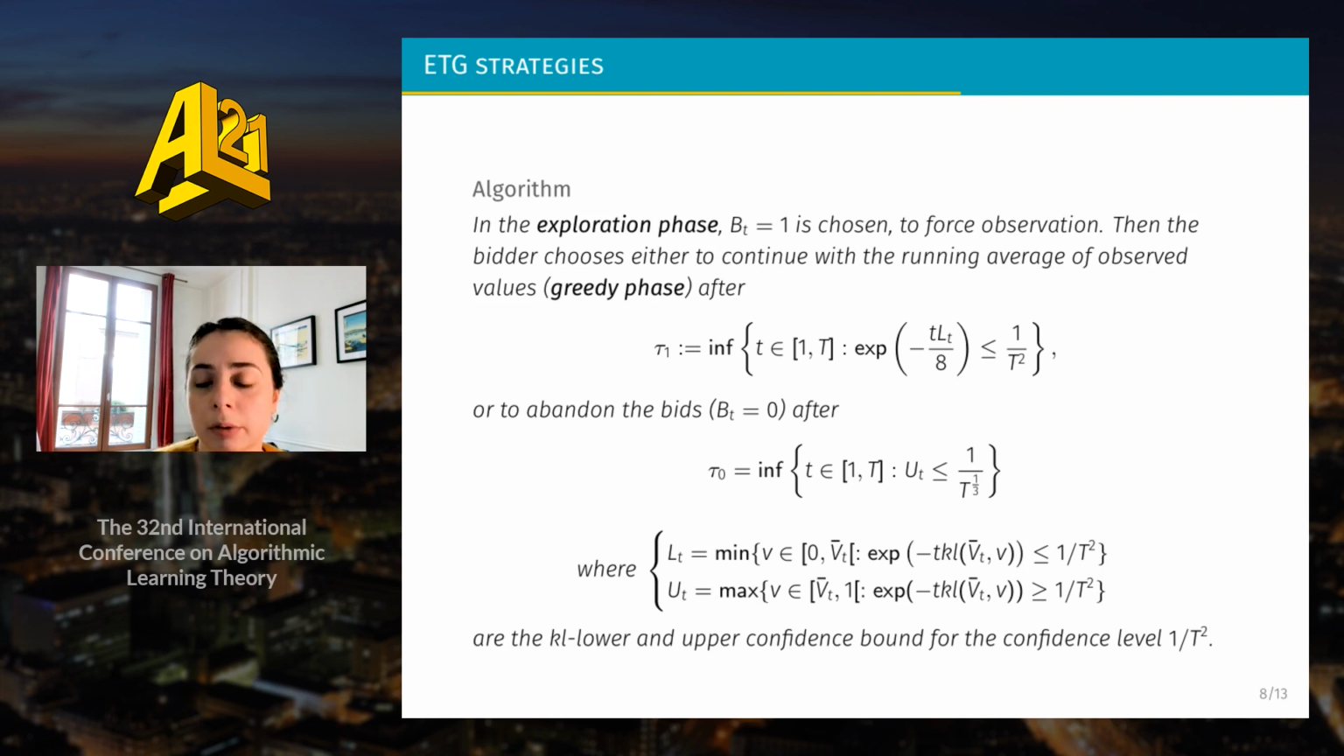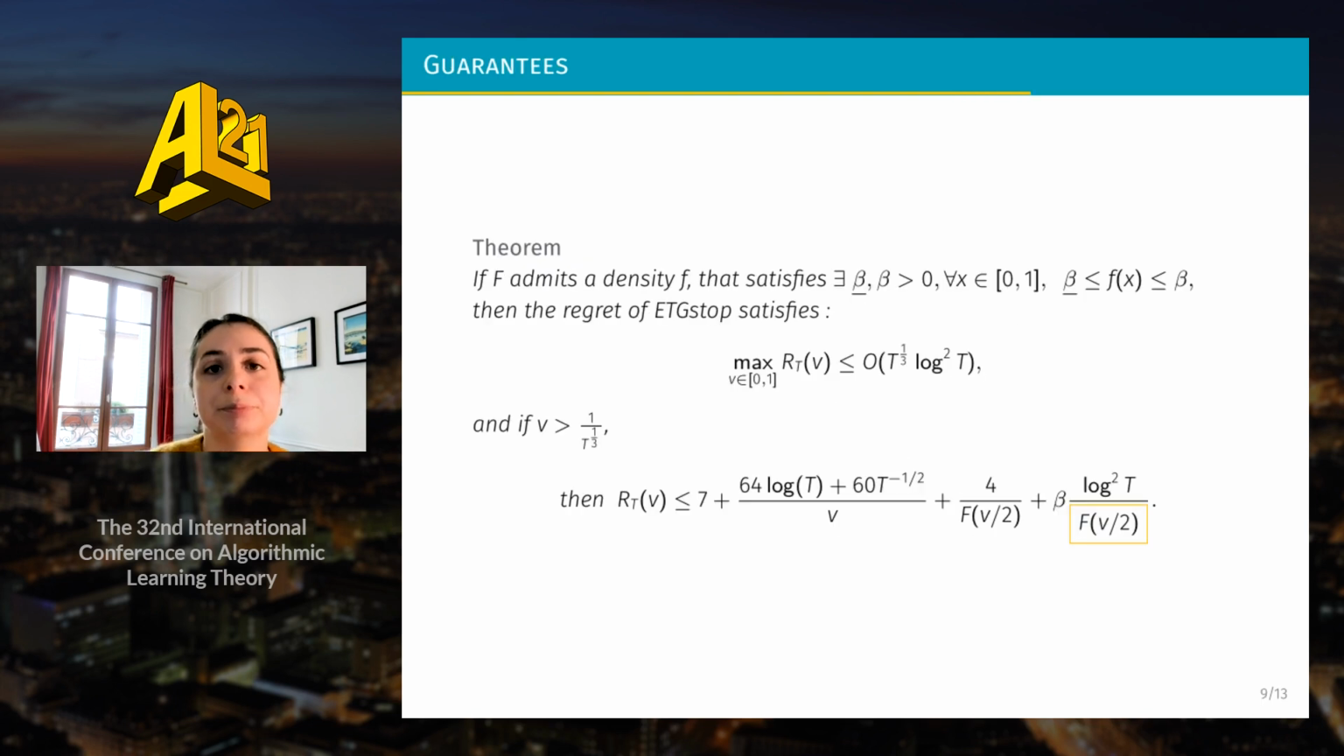The choice of tau 0 that we see here enables us to guarantee that the exploration phase does not last too long if the value is really small, while tau 1 guarantees that we don't underestimate the value by a factor larger than 2 in the second phase. We provide a regret upper bound for explore then greedy that shows that for a small value, the regret can go up to t to the power of 1/3, while when v is large compared to t to the power of minus 1/3, the regret is of the order of log squared t, with a parametric dependence of the form of 1 over f of half of v.